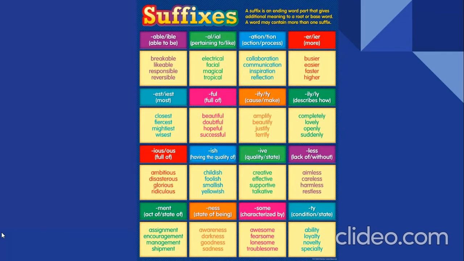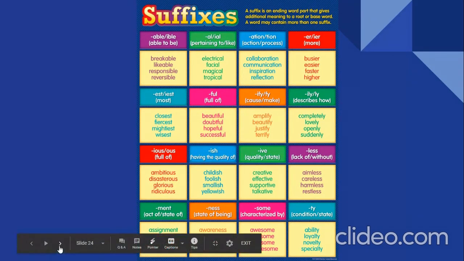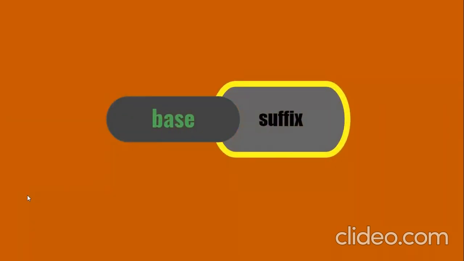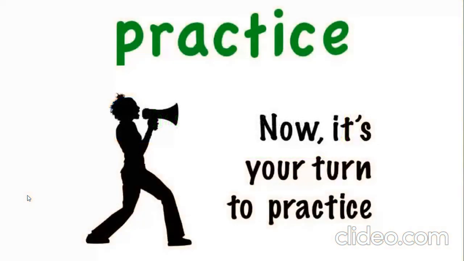So we are reaching the end of today's lesson. Let's go ahead and recap, okay? Remember that when we add a suffix to the base word, then we are changing the usage of that word. So we have the base word and we add the suffix at the end of the base word. Remember? Okay.